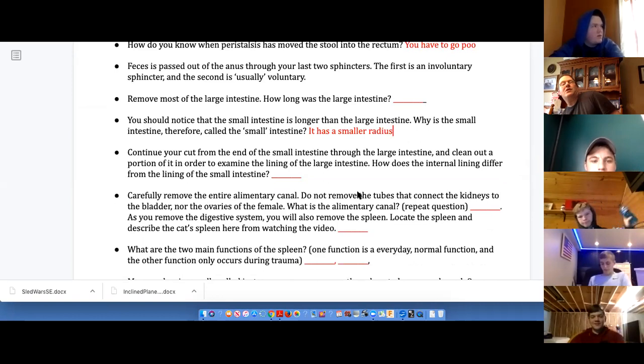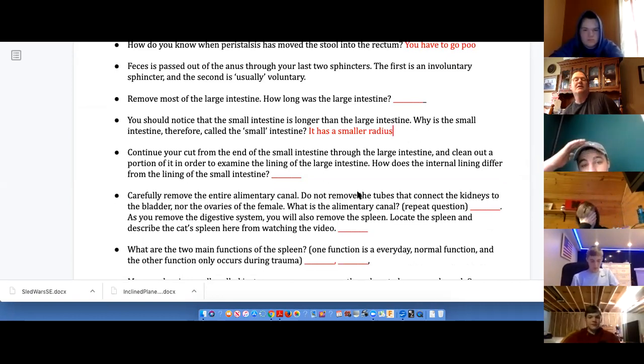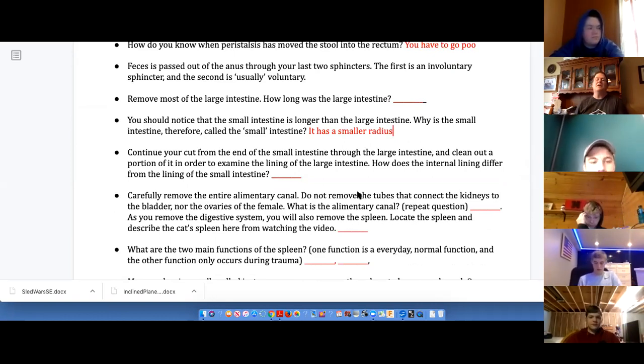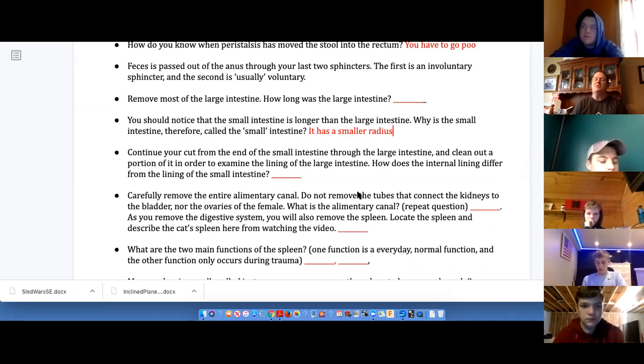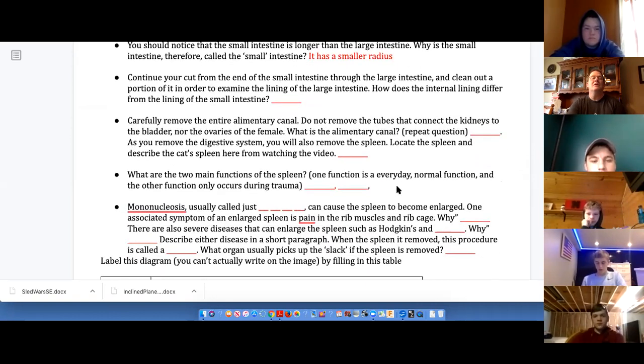Okay, continue your cut from the end of the small intestine through the rectum and clean out a portion of it in order to examine the lining. How does the lining differ from the lining of the small intestine? That's actually also on the video, so I'll make sure that you watch it by not answering that one right now. Okay, carefully remove the entire alimentary canal.